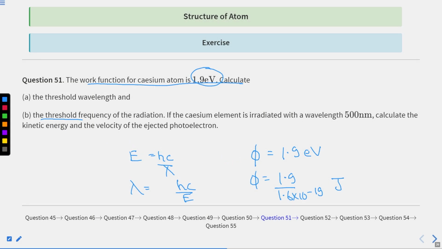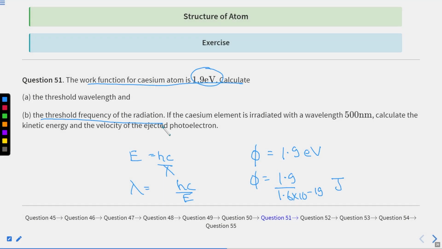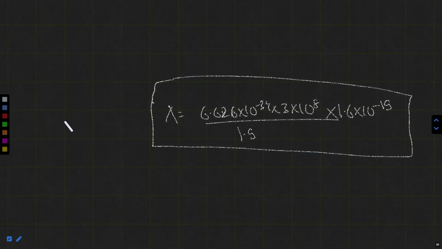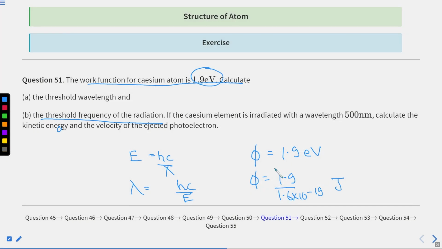Second, the threshold frequency of the radiation. Threshold frequency is very easy to calculate. We know the energy value, that is 1.9 electron volt or 1.9 into 1.6 into 10 to the power minus 19 joule. h we know, nu we have to calculate. nu will be equal to 1.9 into 1.6 into 10 to the power minus 19, divided by h. That would give us the value of nu.